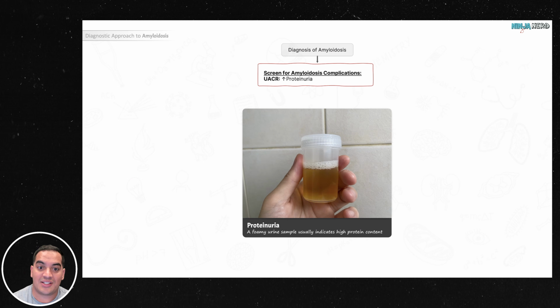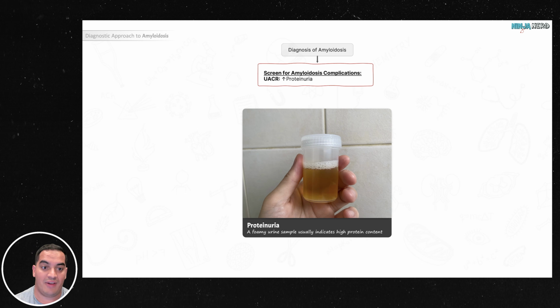Now, the next component here is whenever a patient has amyloidosis, whether it's AL, AA, ATTR, or A beta 2, we always want to consider the possibility of associated complications. We know that the most common is nephrotic syndrome, but don't count out other things like restrictive cardiomyopathy. So whenever we think about this, it's easy to always consider that if a patient has amyloidosis or you suspect them to have amyloidosis, always consider the urine albumin creatinine ratio. That's going to tell you if they have heavy amounts of proteinuria.